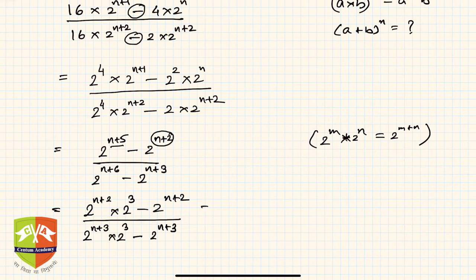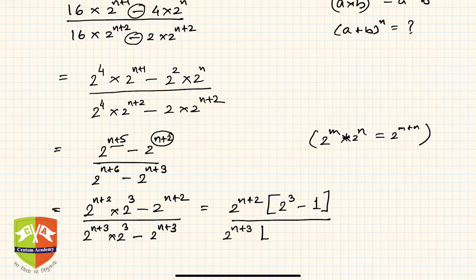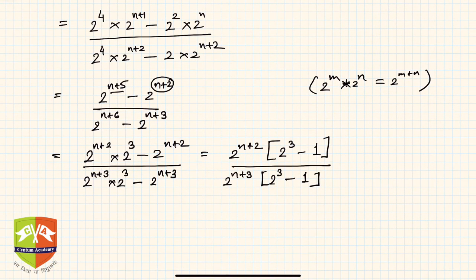Now if you see, I can take 2 to the power n plus 2 common from the numerator, and what is left within? 2 to the power 3 minus 1, isn't it? And in the denominator as well, I can take 2 to the power n plus 3 as common, and the rest factor is 2 to the power 3 minus 1, isn't it? Now clearly this cancels out this. So what is left? I am left with 2 to the power n plus 2 divided by 2 to the power n plus 3, isn't it?